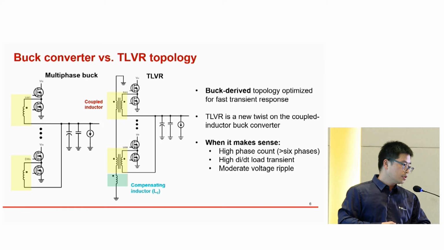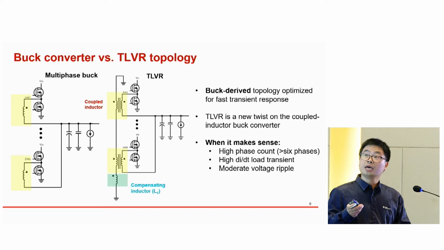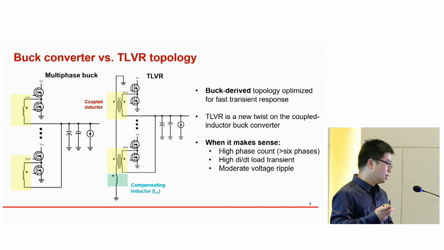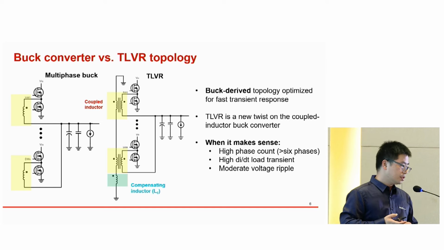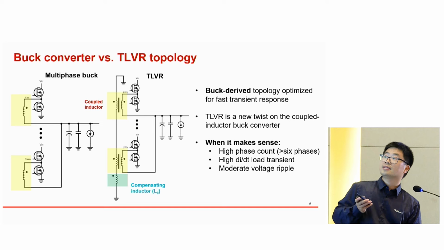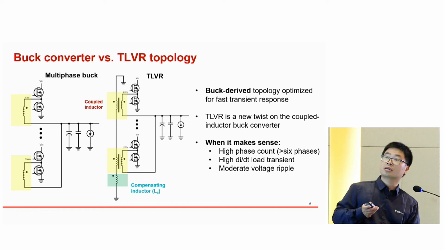Now we will talk about how to derive the TLVR topology. TLVR was introduced in 2019. TLVR is a buck-derived topology. It is optimized for faster transient response. We can see here, TLVR is a transformer-like loop on the multiphase buck converter.